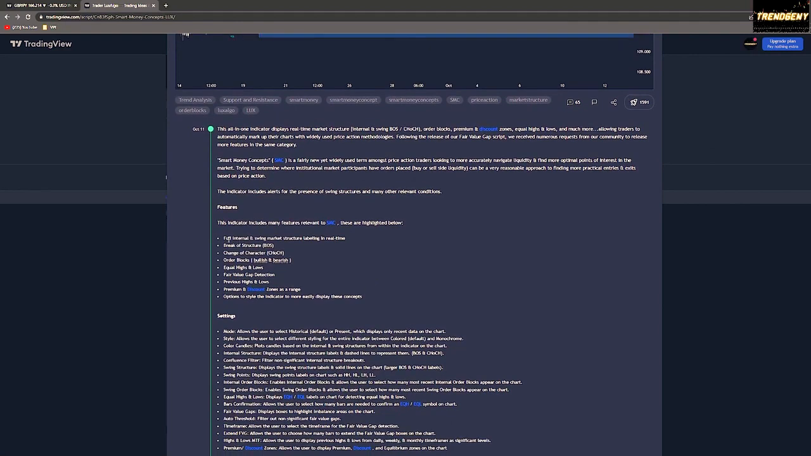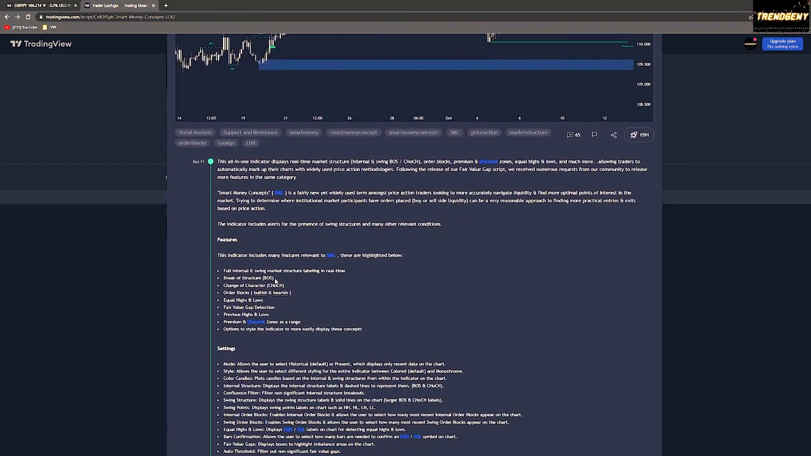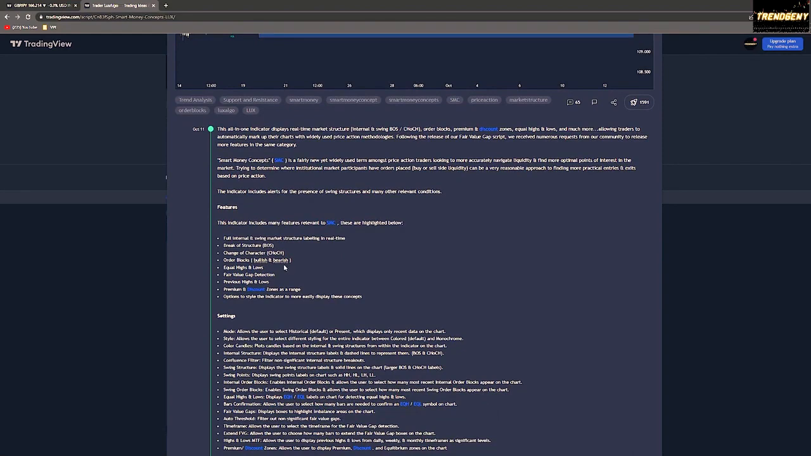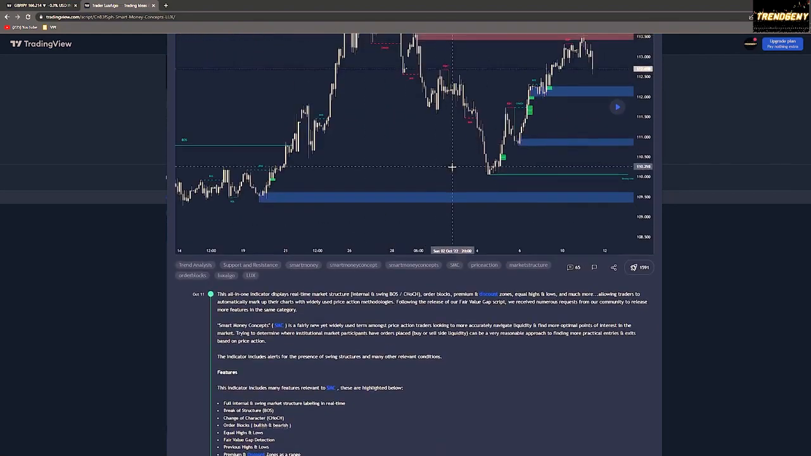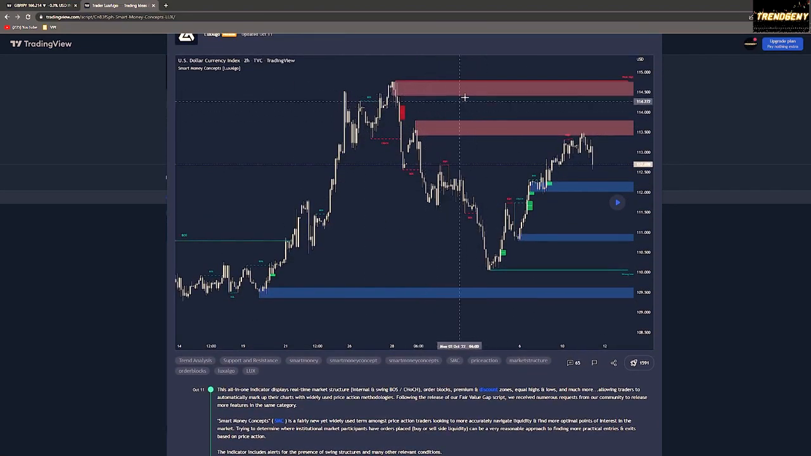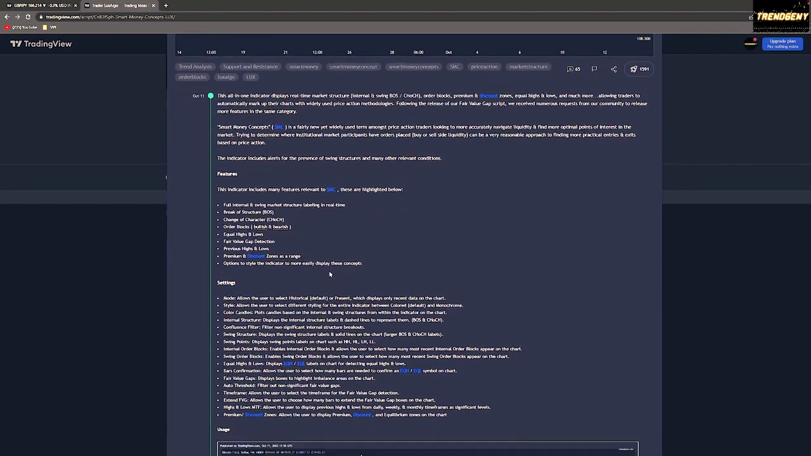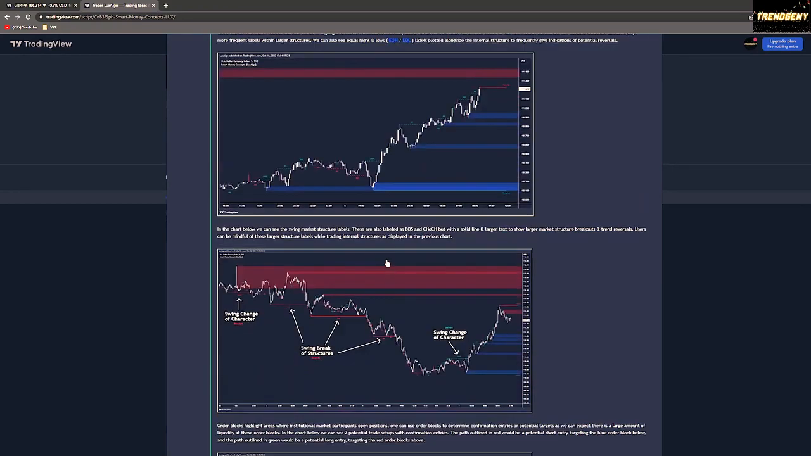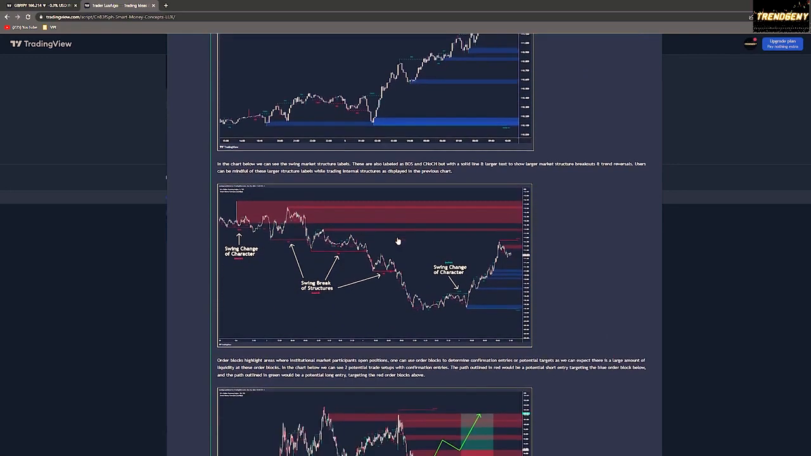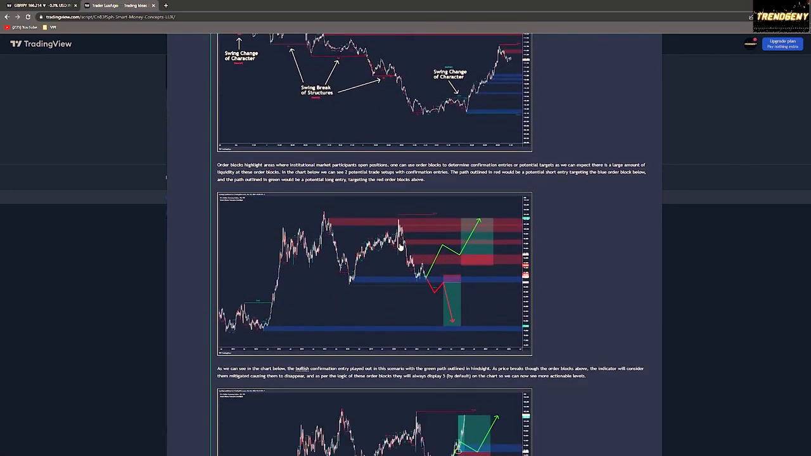As far as what's going on, there's definitely a lot of internal market structure. You'll see BOS, which stands for break of structure, and change of character, CHOCH. We have the order blocks, which are these red and blue zones, equal highs and lows, and fair value gap detection. There are a ton of different things, and again, just as with any other indicator, I suggest you understand it yourself so you know exactly what everything means.